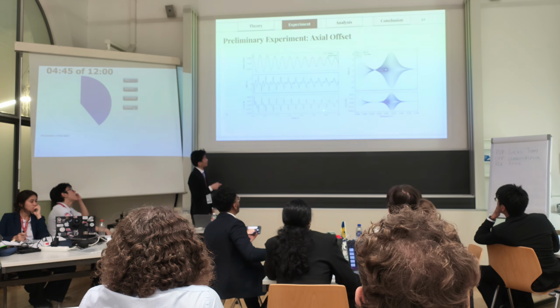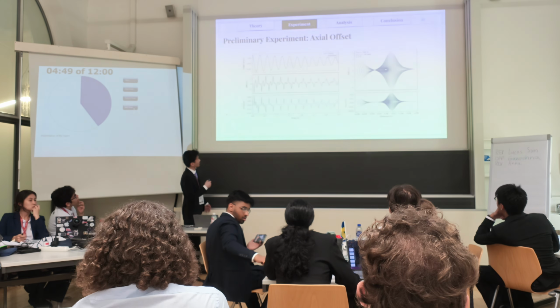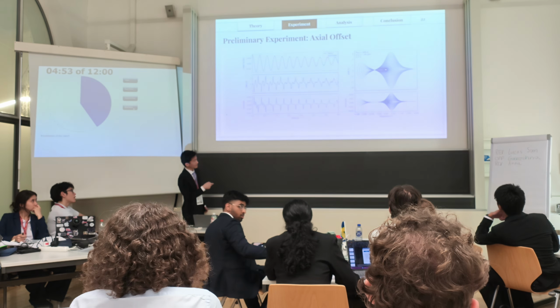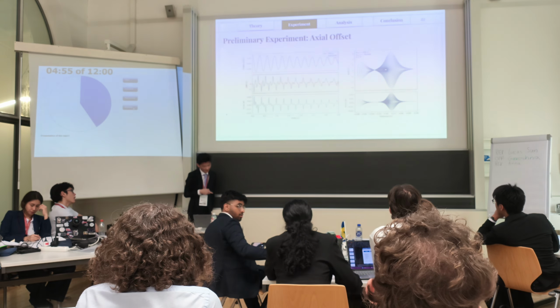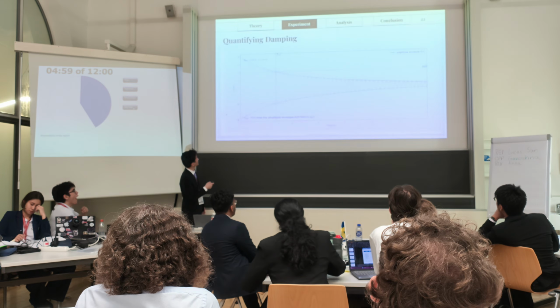When we also add an axial offset, where we move the coil vertically relative to the magnet, we also observe this asymmetry because the magnet spends more time in the top half of the coil versus the bottom half, and that's how we get these phase diagram shapes.